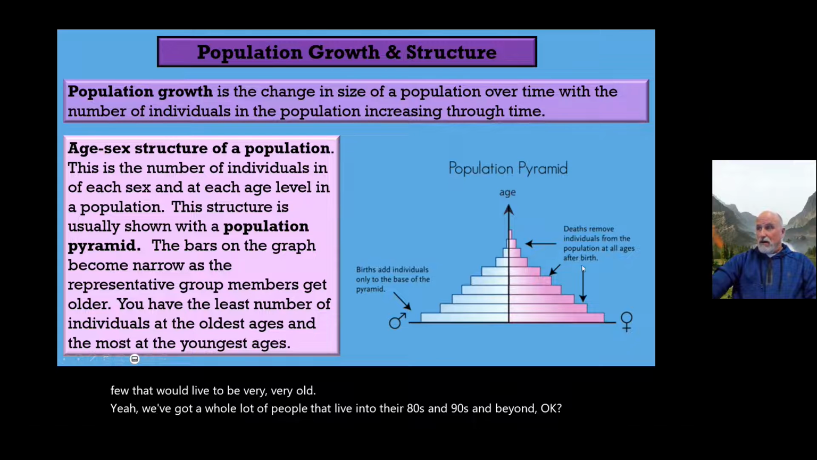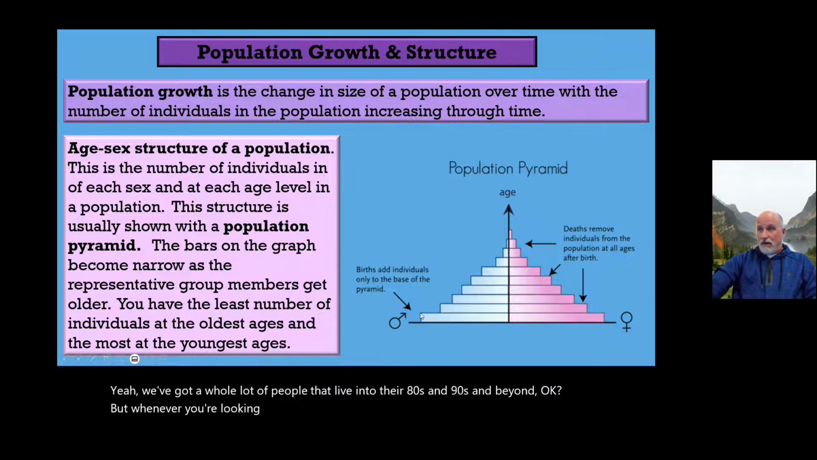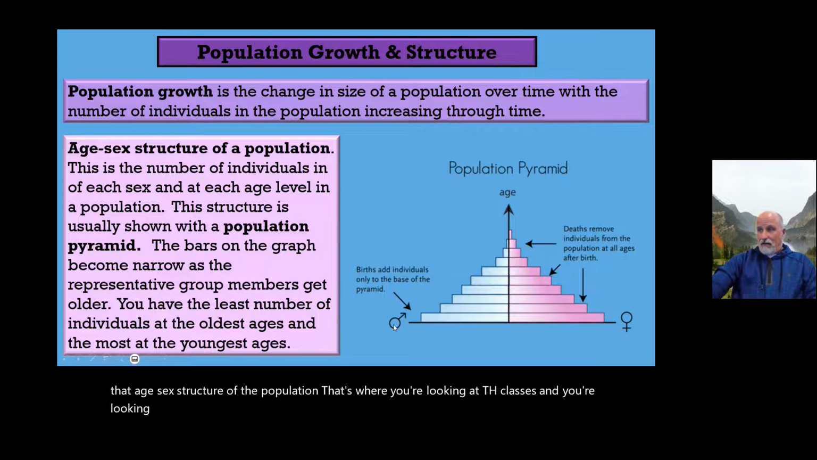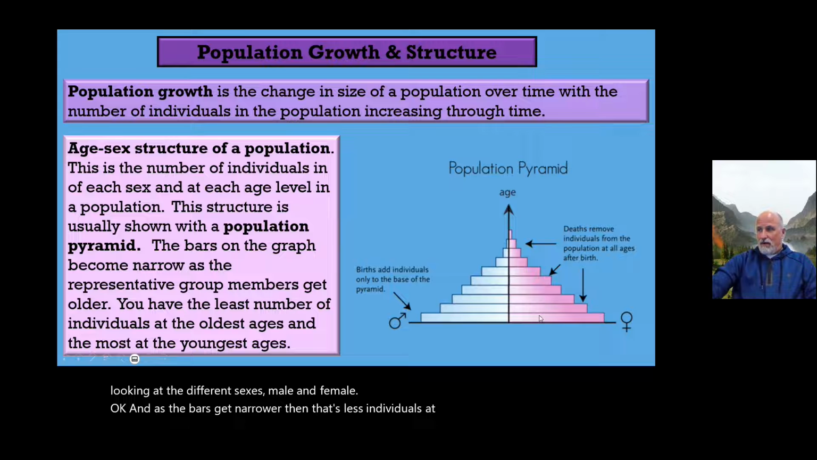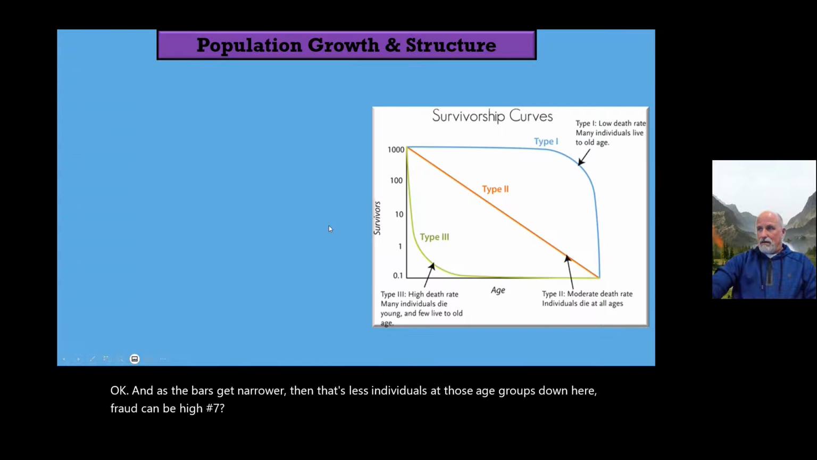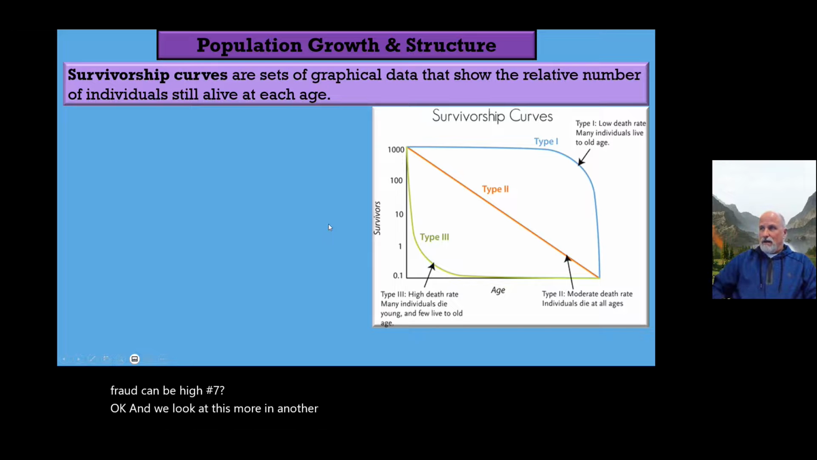But whenever you're looking at these, you call this a population pyramid, and you can call it an age-sex structure of the population. That's where you're looking at the age classes, and you're looking at the different sexes, male and female. Okay. And as the bars get narrower, then that's fewer individuals at those age groups. Down here, broad, you've got high numbers of them. Okay, and we look at this more in another way, a different type of graph.